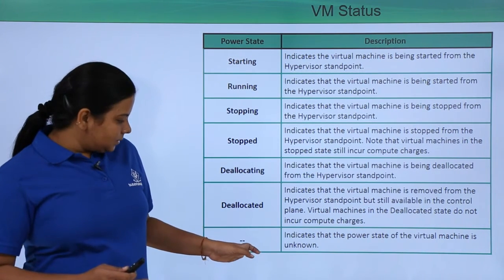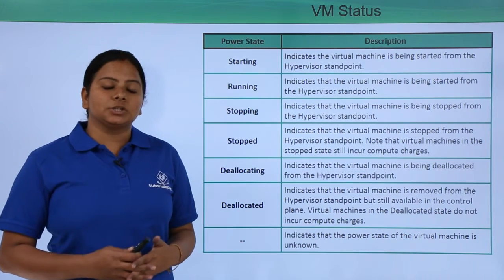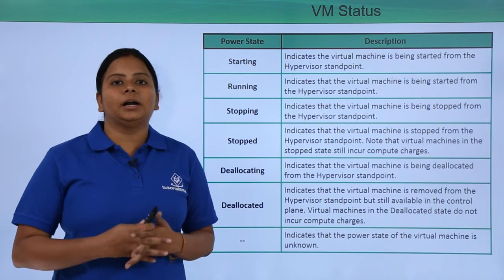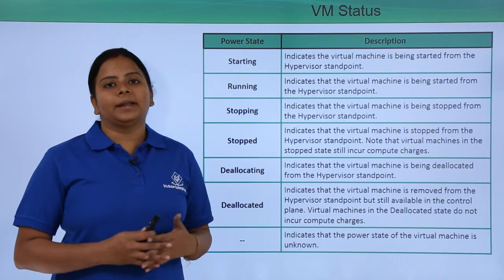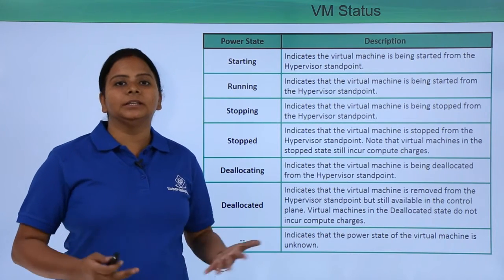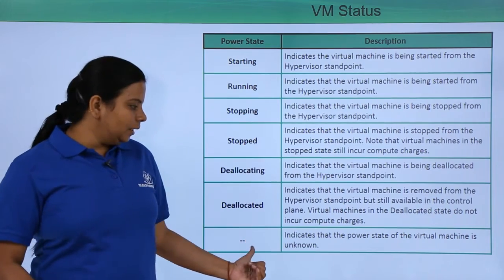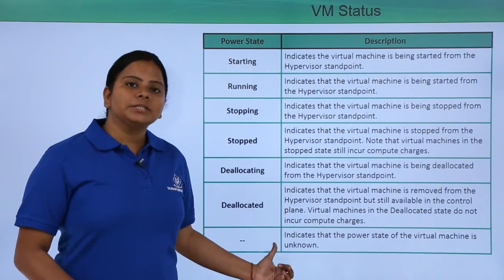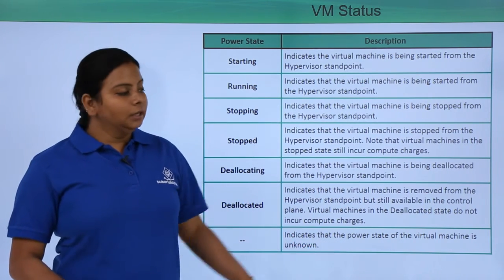Next we have the dash. That means you don't have any particular status or power status for the virtual machine. You might see this if your virtual machine has completely crashed or you don't have access to it, your keys are lost, or you are not able to connect to it. At that time you will see this particular dash. So this is called a power state where you are not able to access your virtual machine.